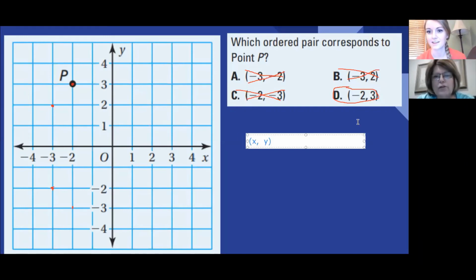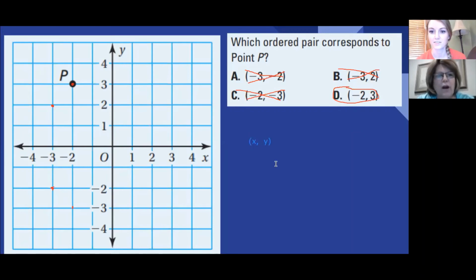So the first one is always from the X axis and the second one's always from the Y axis. And notice that the negative numbers always go left or go down, and the positive numbers always go up or to the right, just like number lines and thermometers. It's like they had a collision, a thermometer and a number line. Yeah. Yep. Very good. All right, let's try another one.